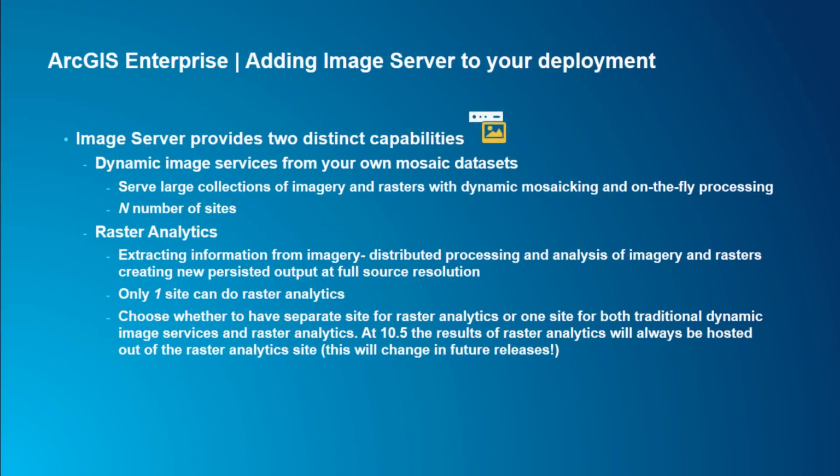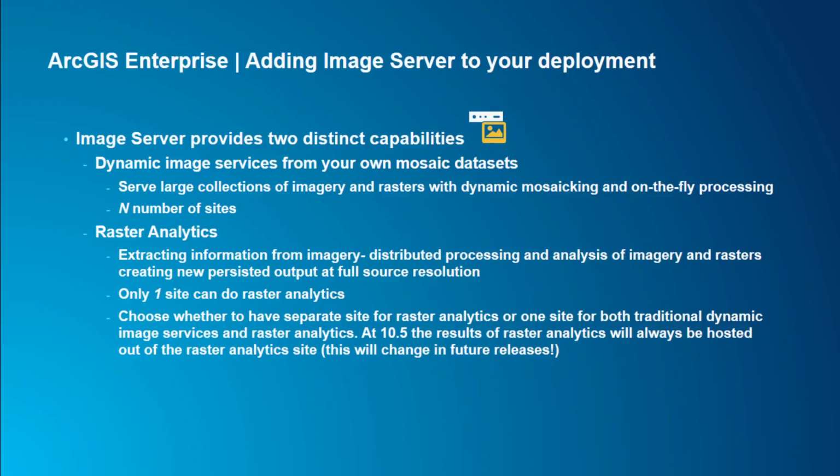So let's take a look at Image Server. I already alluded to this a little bit. Image Server has two distinct capabilities. The traditional dynamic image services, you have large collections of imagery set up with mosaic datasets and the ability to publish those out as image services and perform on-the-fly processing. Just in time as a request comes in, we read the pixels, do the mosaicing, apply the raster functions, and return an image to the client. It's not persisted anywhere.